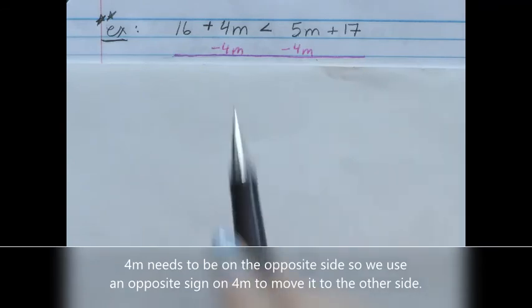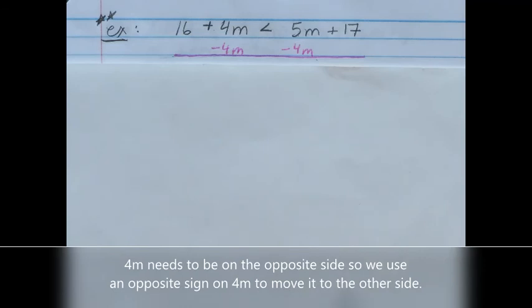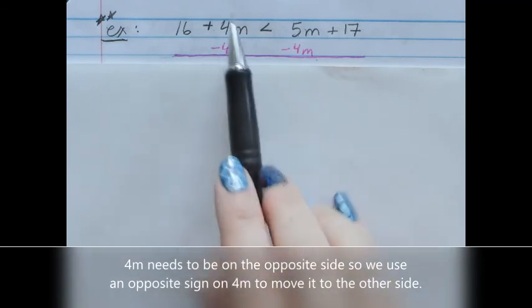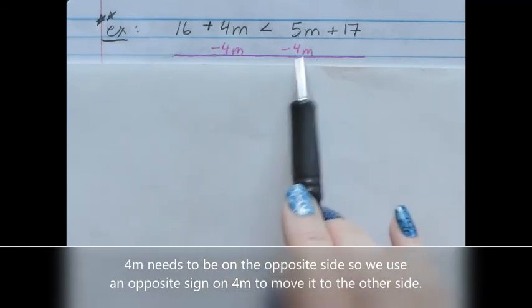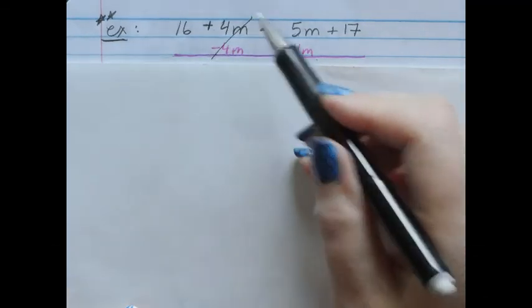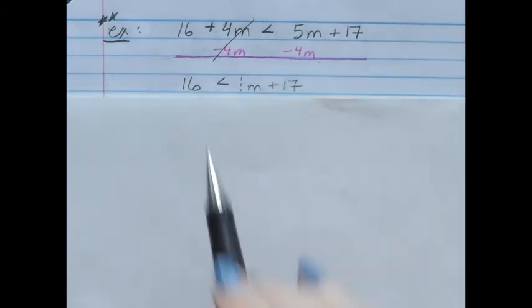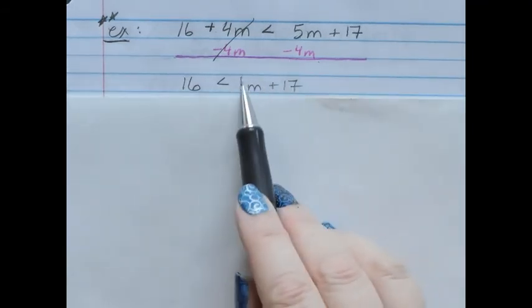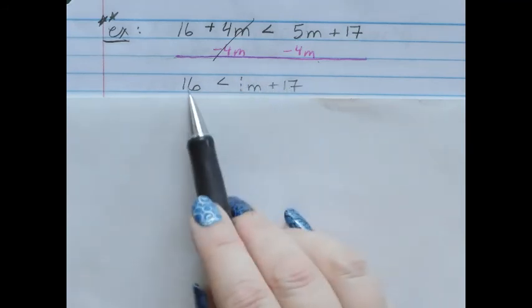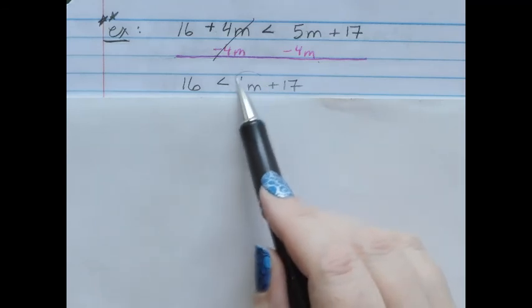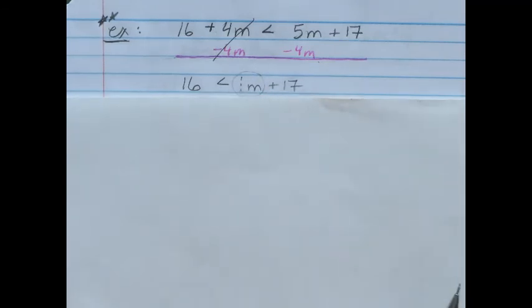How do I do that? If this is a positive 4m and I'm moving across an equal sign, I'm going to change the sign of the original. So I'm going to change it from a positive 4m. I'm going to subtract 4m on both sides. Now I have 16 is less than 1m, again this one is optional, plus 17. Notice there's only one variable in this problem. If I circle it, this is going to stay, this 17 must go.